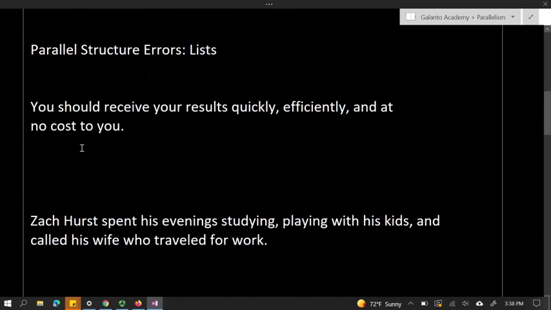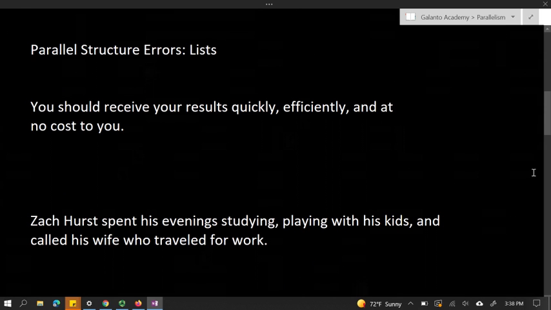So, for example, we can have parallel structure errors in lists. If you look at this first sentence right here, it says, you should receive your results quickly, efficiently, and at no cost to you. We don't have a matching word pattern between all 3 things in this list. Quickly and efficiently match, they're both adverbs, but this is a phrase that doesn't match the word pattern. So we could take that out and align it with quickly and efficiently, and we could say, freely. We could say affordably, cheaply, making sure that those words align.